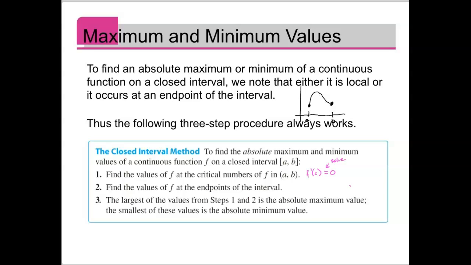Now your maximum and minimum values are either going to be happening at your critical values or at your endpoints. So once you know your critical values, plug those back into your function to get the y values of the function at those points. And then plug in your endpoints to your function to get the y values there. Whichever one gives you your largest y value, that's your absolute maximum. Whichever one gives you your smallest y value, that's your absolute minimum, and you're done.